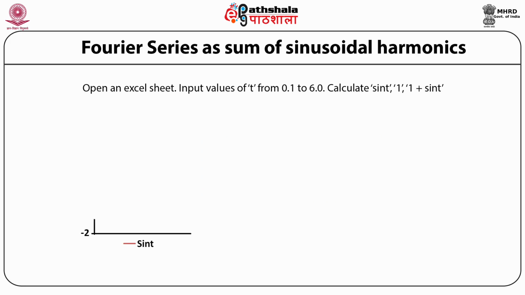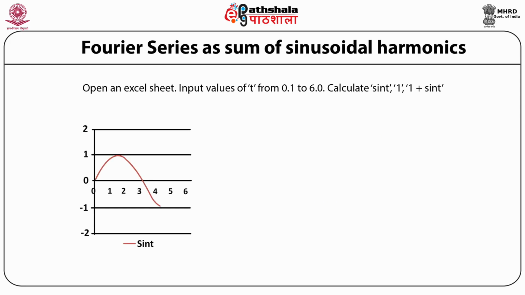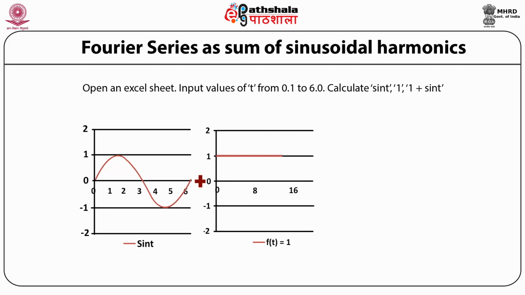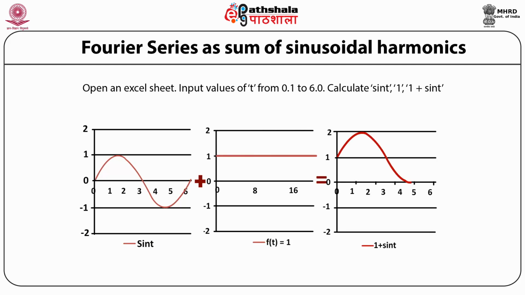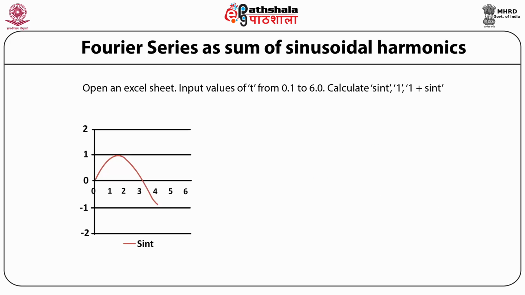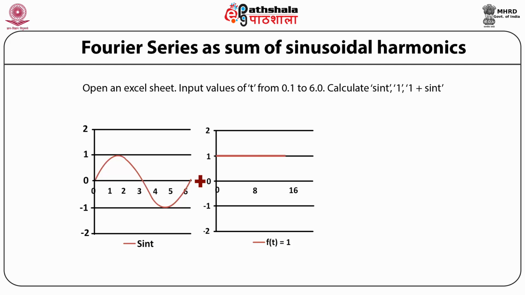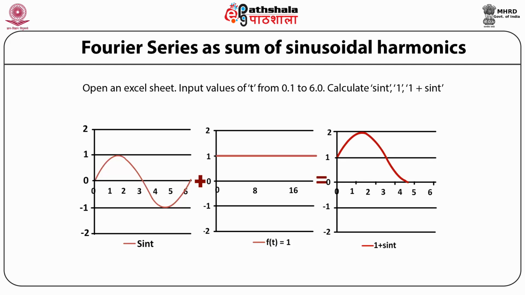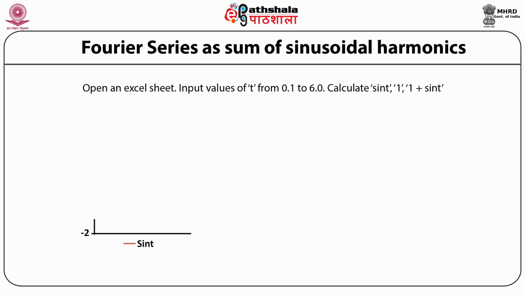Let us open an Excel sheet, and put time t values from 0, 0.1 up to 6, separated by 0.1 time interval. So 0.1, 0.2, 0.3, 0.4 up to 6.0. Now calculate sin t. Then calculate the value of 1. Now add 1 plus sin t. What are you going to see? You have sin t as shown in the left graph. Then 1 as a constant value. When you add these two, what happens? There is a shift in the right side graph. That is 1 plus sin t.